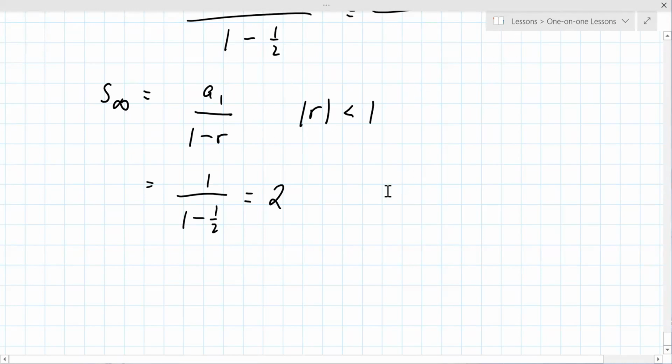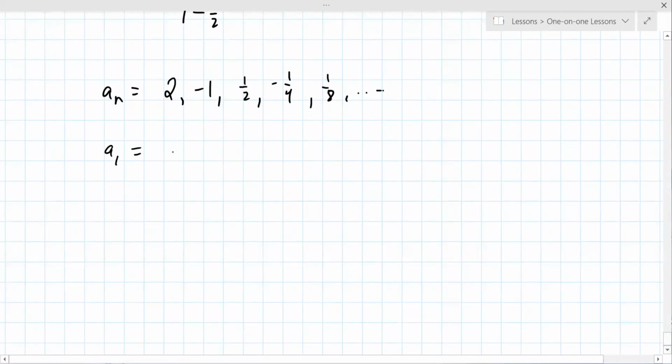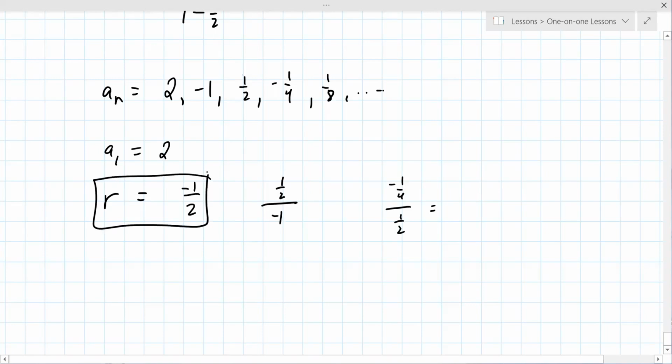So now let's go back to the sequence I just gave you. I'll make it slightly different: 2, -1, +1/2, -1/4, +1/8, and so on. The first term is 2. The ratio between terms is -1/2, the next one divided by the previous. And it works for this one over here. If you don't believe me, let's do the next one: 1/2 over -1. It's still that. Let's look at one more. It's always going to be that. Is that okay? Yeah, that makes sense.